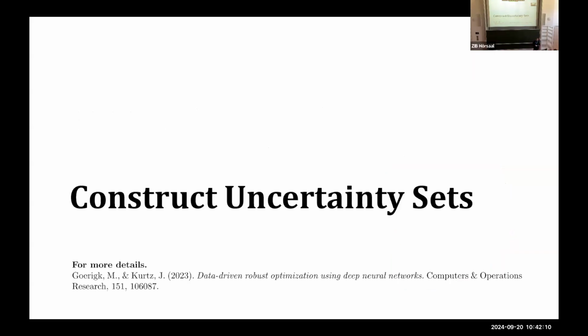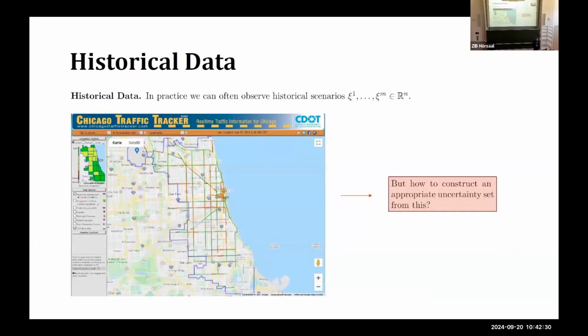Good. So very quickly, just to show you what you can also do with neural networks here is the construction of the uncertainty set. So for now, I showed you this robust problem and I said, okay, we have an uncertainty set, but actually, how do you construct this uncertainty set? That's a big problem. What you normally have is some observations of your scenarios.